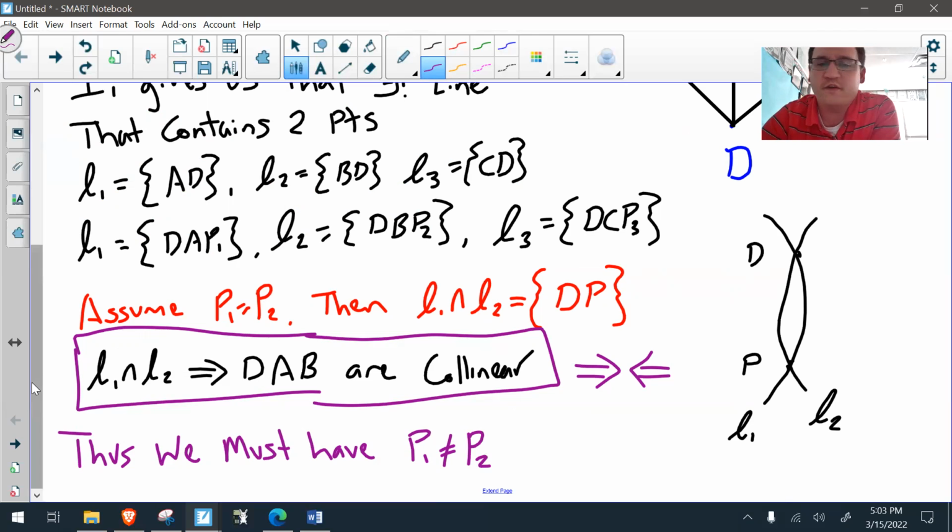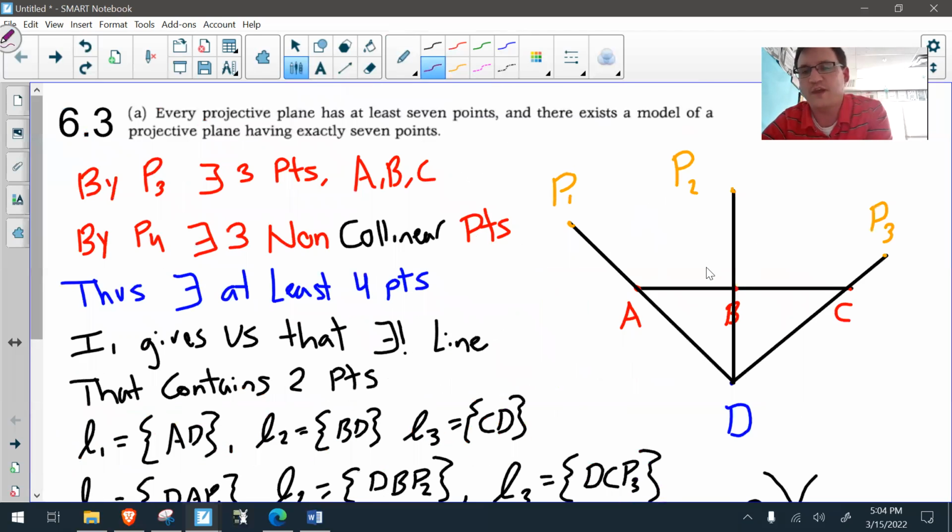We said without loss of generality, and what I mean by that is this would have worked for P1 equals P2, or P2 equals P3, or P1 equals P3. It's the same argument to show those over and over. So essentially what we have is this plane has a minimum of 7 points. We can't have 6. We could have 8 points, but we don't really care. We just want to show that there exist at least 7 points, and these are the 7 points.